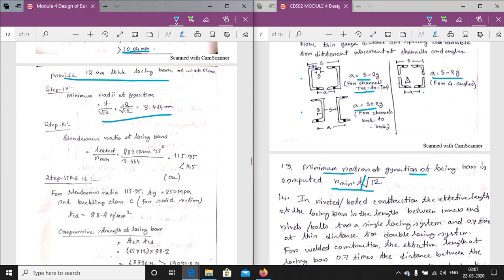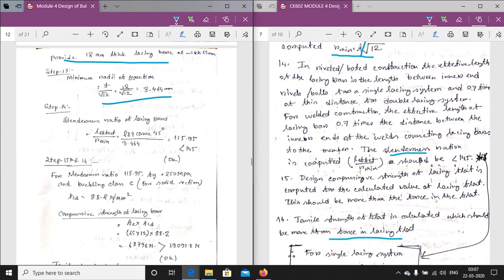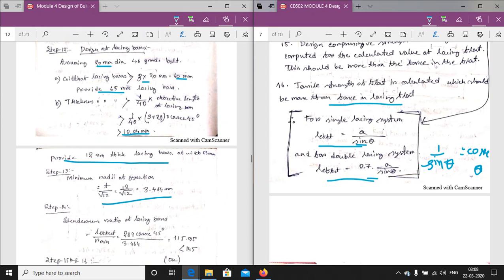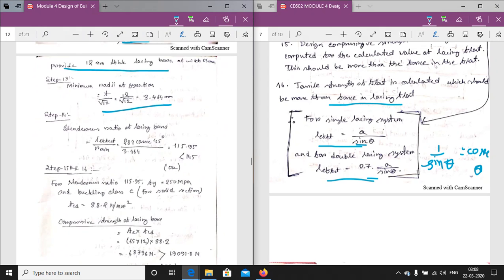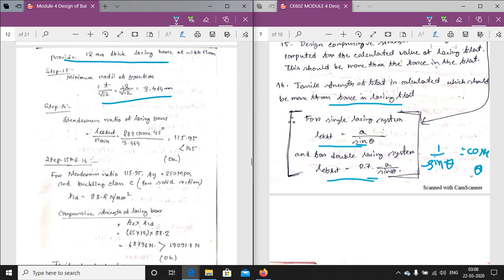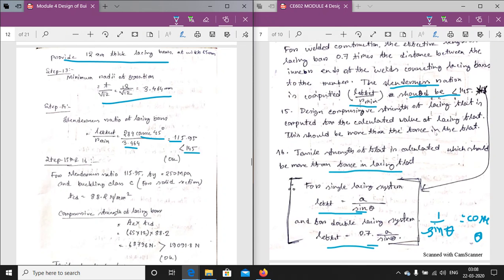Okay, now step number 14. What is step number 14? It is the riveted connection. The slenderness ratio, L effective by r minimum, should be less than 145. What is the value of L effective? We have calculated s plus 2g cosec 45 degree, and s plus 2g is equal to 284. So 284 cosec 45 degree divided by 3.464, the minimum radius of gyration, equals 115.95, which is less than 145. That condition is also satisfied.